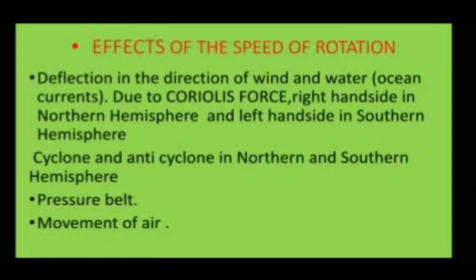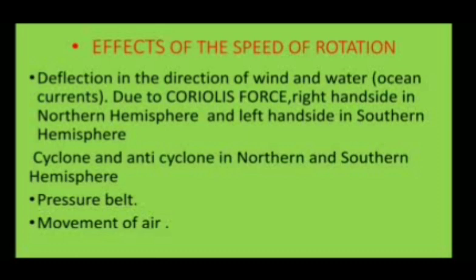Cyclones are formed. Cyclones are low pressure systems with winds blowing from the surrounding high pressure area to inside. So it is clockwise direction in the southern hemisphere and anti-clockwise direction in the northern hemisphere because of deflection. Pressure belt. When the wind moves, it rises high and then sinks back. Because of that, pressure belts are formed.